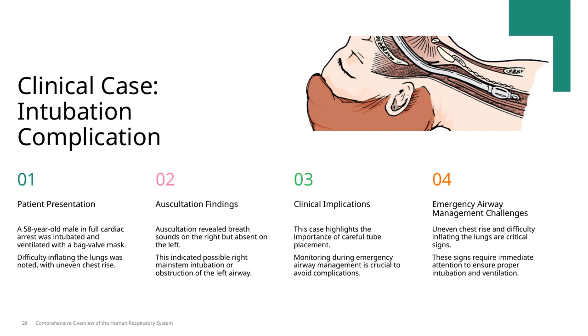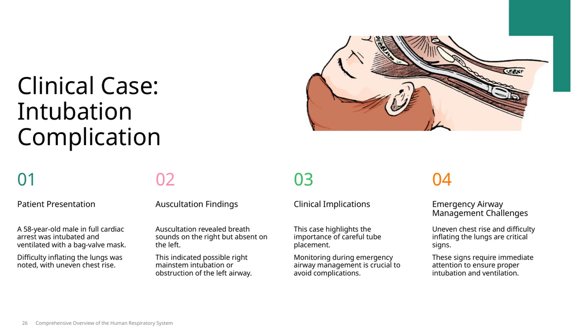The patient in question was a 58-year-old male who was in full cardiac arrest and was being ventilated with a bag valve mask prior to intubation. During the process, there was difficulty inflating the lungs, and we observed uneven chest rise. These signs are very important because they alert us to the possibility that the tube is not properly positioned, which can compromise ventilation and oxygenation.